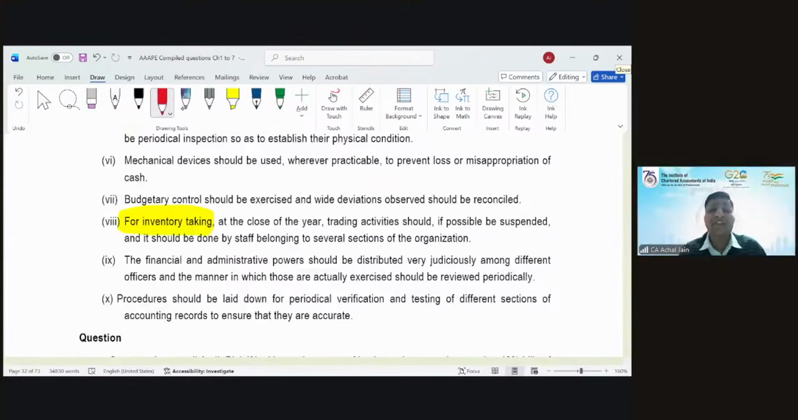Financial and administrative powers should be distributed very judiciously among different officers, and the manner in which those are actually exercised should be reviewed periodically. Okay, procedure should be laid down for periodical verification and testing of different sections of accounting records to ensure they are accurate, right?